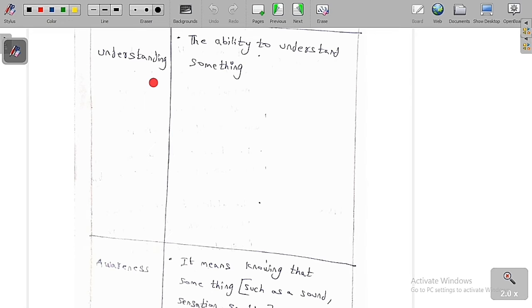Understanding. Understanding simply means the ability to understand something. Suppose something is there and you are able to understand what it is, that is called understanding. Suppose your teacher is delivering a class and you are able to understand what your teacher is teaching, then we can say it is understanding. It means the ability to understand something.